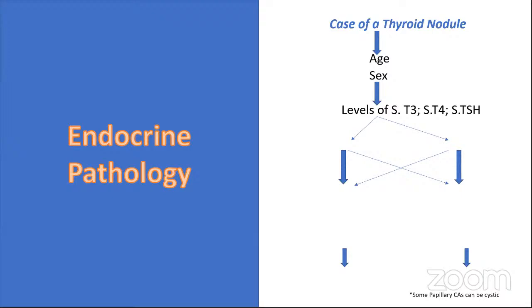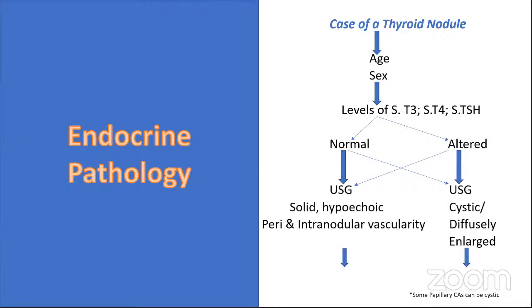Having said that, there is a rare possibility that a thyroid which is pathological because of some medical disease or some functional disorder may have in it a solitary thyroid nodule which may be neoplastic, and that is why the next step of radiological impression of a thyroid nodule would assume importance. If the nodule is solid, hypoechoic, and has peri- and intranodular vascularity, you are going to be more suspicious of it being neoplastic, and that is why you can see here that I have drawn crisscross arrows below the level of the thyroid hormones being normal or altered.